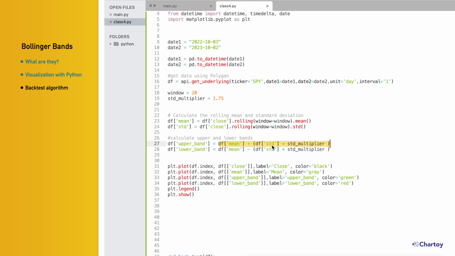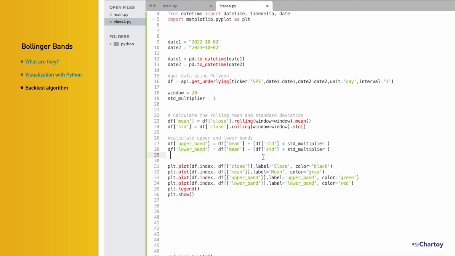But as you can see, we multiply the standard deviation by this variable called STD multiplier. The STD multiplier is this variable we defined here before to be 1.75, but let's put it to be 1 to make it simple. So we're going to have the mean plus 1 standard deviation for the upper band, right? And we're going to have the mean minus 1 standard deviation for the lower band. This way we get the 2 bands.